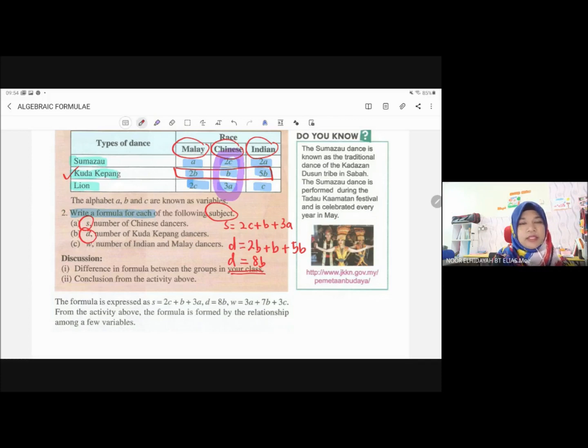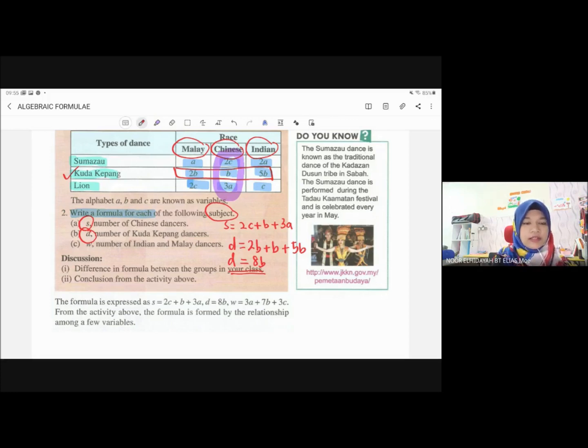Awak tak boleh tinggalkan equation tu dalam bentuk yang belum diselesaikan. Yang mana like terms you can add up or subtract, you have to do it. You have to solve it. So that one is what we know as the subject of the formula. D is the subject of the formula, and that equation is known as an algebraic formula.